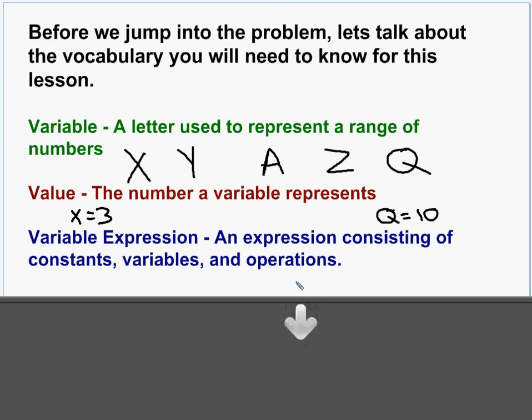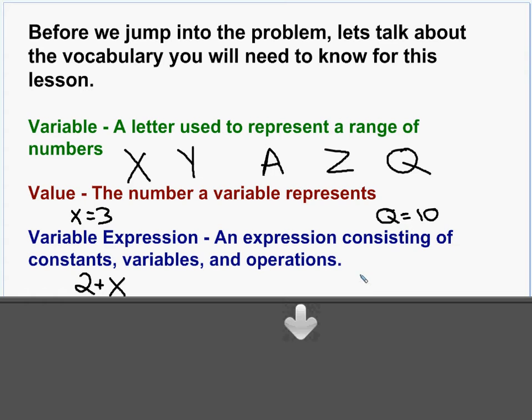Okay, variable expression. A variable expression is an expression that consists of constants, variables, and operations. What does that mean? Well, it has three parts. It has a constant, which we all know is just a plain old number, a variable, which we just learned is a letter, and an operation. So an operation is multiply, divide, add, subtract. So if I have 2 plus x, I have a constant, I have a variable, I have an operation. This is a variable expression right here.